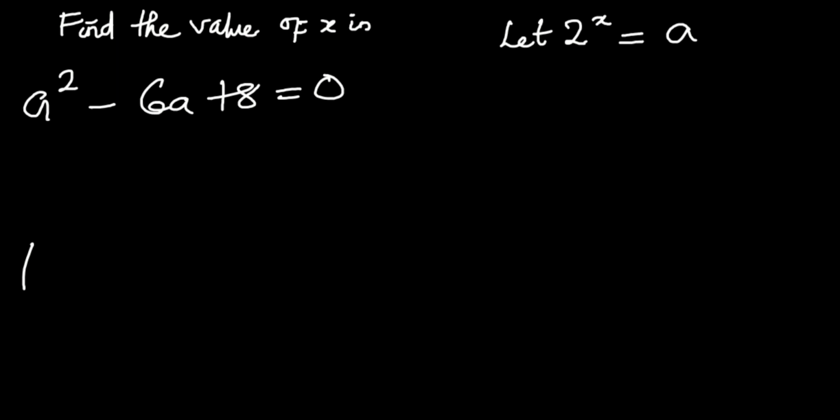So anytime we want to, let's try factorizing this quadratic equation. Anytime you want to factorize a quadratic equation, you first consider the constant term, and in this case it is 8. Now you're going to look for two factors of 8 such that if they add, you get exactly the coefficient of a here, which is -6, and if they multiply, you get 8. So their sum should give us -6, and their product, which is multiplication, should give us 8.